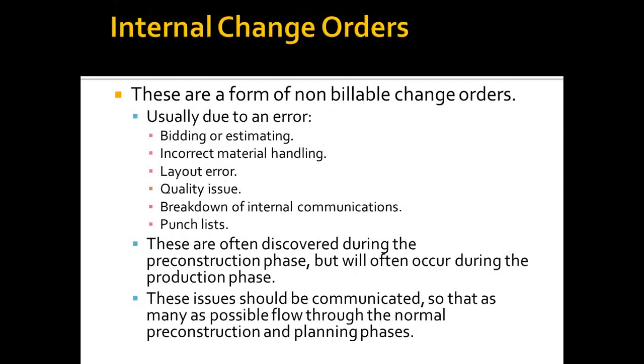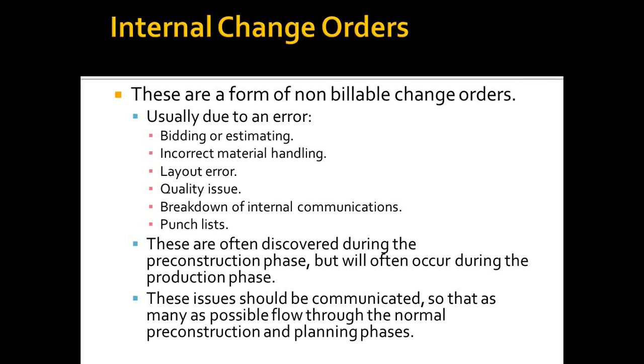Internal change orders, basically these are a form of non-billable change orders. They're usually due to a company error, maybe bidding and estimating. There could be some incorrect material handling where we've delivered the wrong products to the job site. There may be some layout errors where we've laid out the shape or size of a patio that was incorrect. There could also be some quality issues where unfortunately we have created more work for ourselves because we didn't handle a quality issue at the right time.